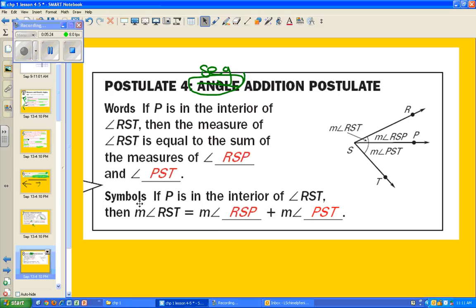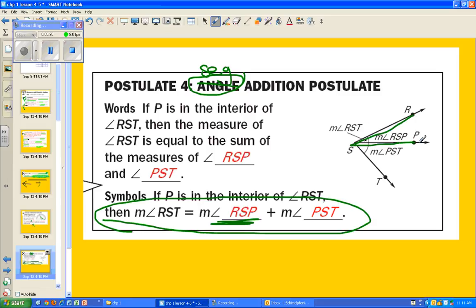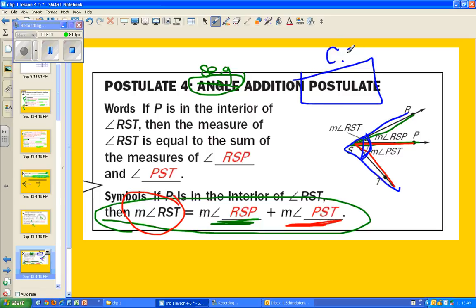But it says the measurement of the two smaller angles, going down here to the bottom, RSP plus PST, follow it along, PST, you go in the order that they give you, equals the large angle, RST, and that's the large angle. So two smaller angles equal a big angle. And again, postulates, common sense.